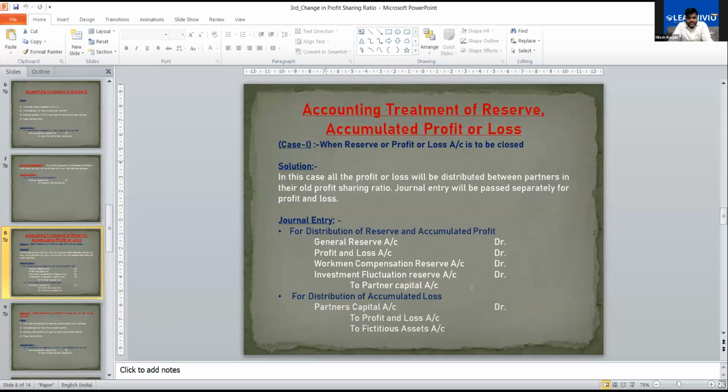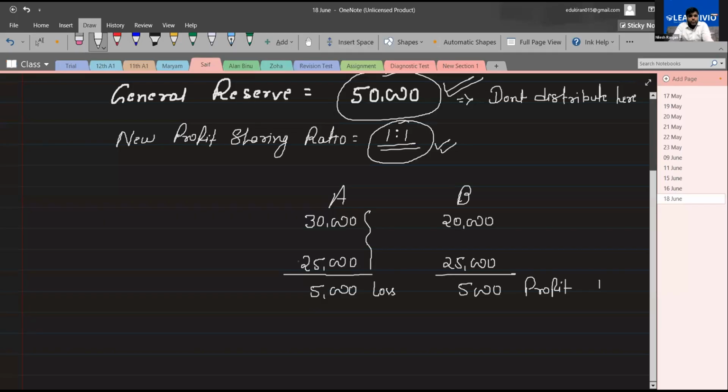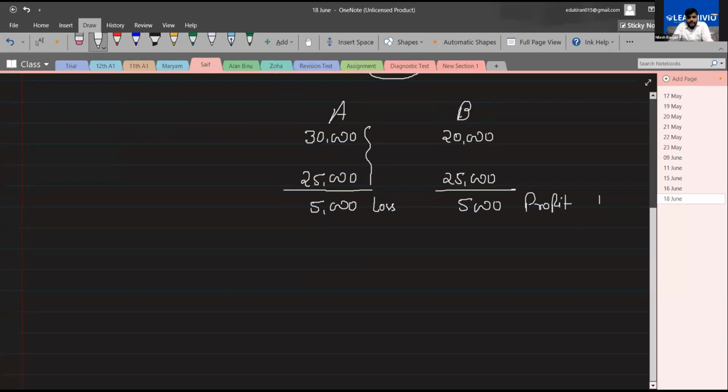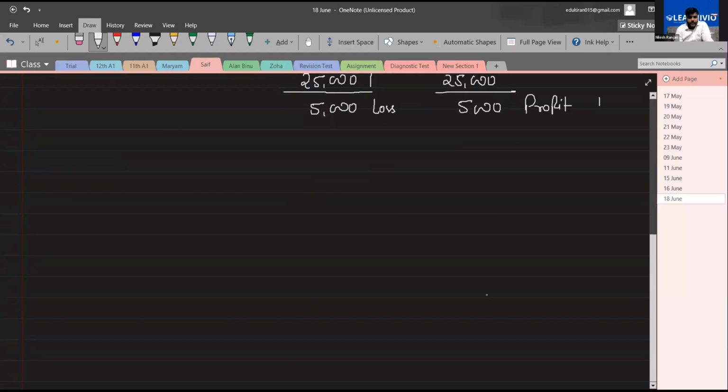So there are two cases for accounting treatment of reserve, accumulated profit or loss. The first case is when the reserve or profit and loss account is to be closed, meaning we want to close the account. So the first case is if you distribute reserve, accumulated profit or loss.